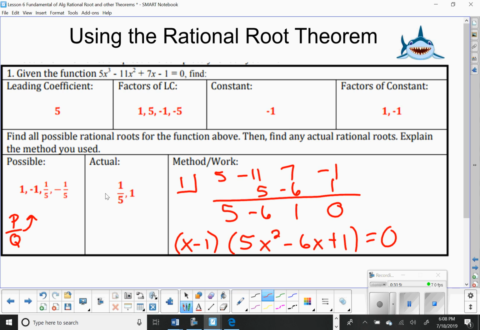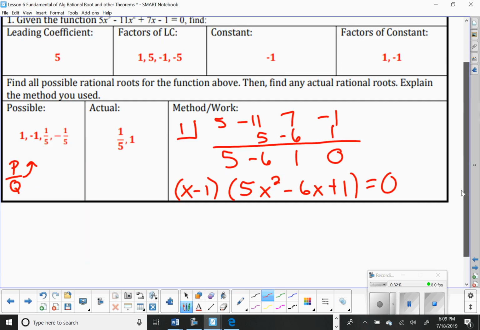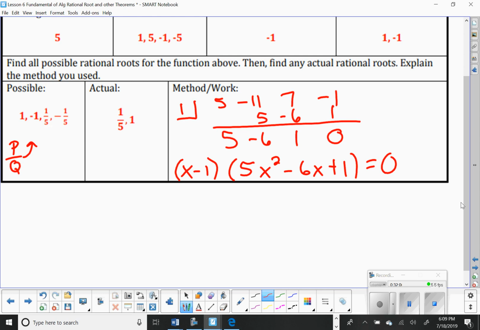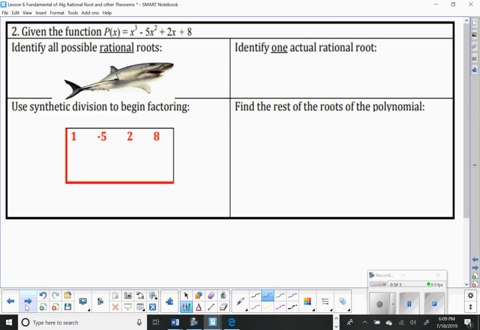And then, if you wanted to, you could try the 1/5, and you would find that the 1/5 also works. Now, can you keep factoring that? Sure. But that's not where we're going yet.